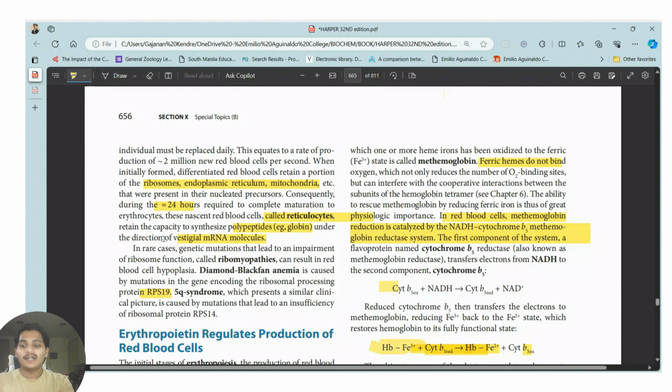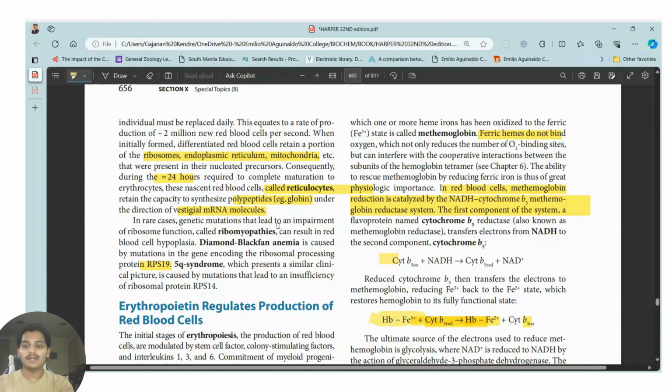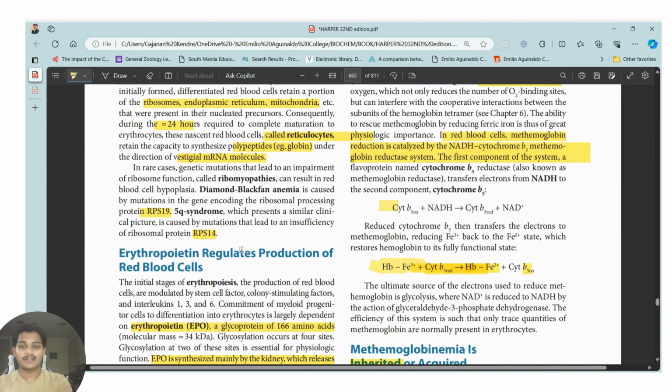That's it. But in rare cases, genetic mutation can occur, and genetic mutations of the ribosomes are called ribosomopathies. Examples are Diamond-Blackfan anemia, which is caused by a mutation in the gene RPS19, and Fanconi syndrome, which is also caused by a mutation in the gene RPS14. This is just for information and to remember, because we are not yet scientists to find out what's happening inside.